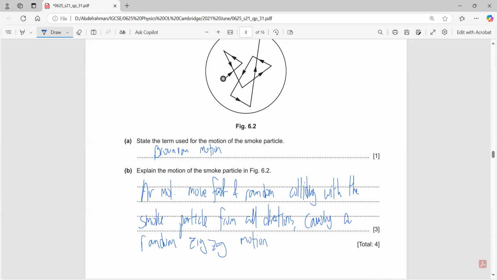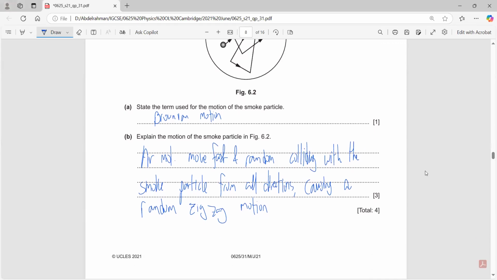You have to say that the air molecules collide with the smoke particles. You can't say it's the other way around. You can never say that the smoke particles collide with the air molecules. This is wrong. Air molecules collide with smoke particles from all directions, causing this random zigzag motion. Brownian motion.